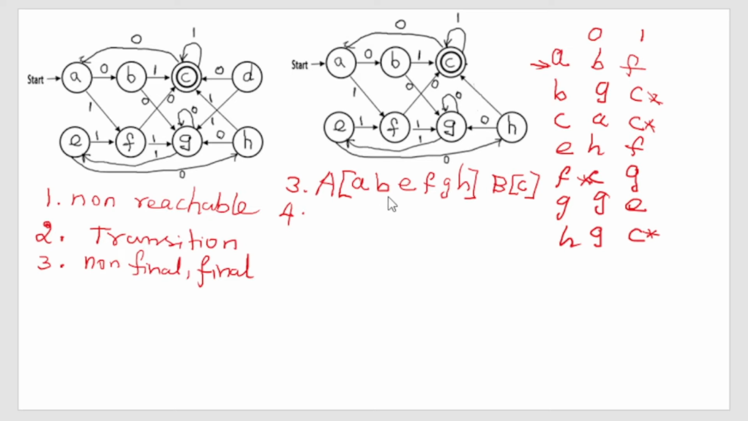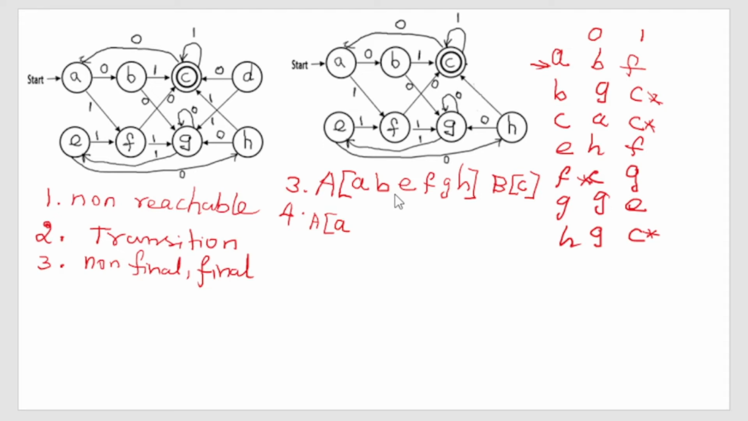And the other thing is, if for the transitions on 0 and 1, it leads to the same group, then we can keep that particular state in the one group. Otherwise, we have to separate that particular state and keep it as a separate group. So now let us see A. For A, the 0 transition and 1 transition give B and F, which are available in the same group. So let's consider A in the same group. So A will be in this group.